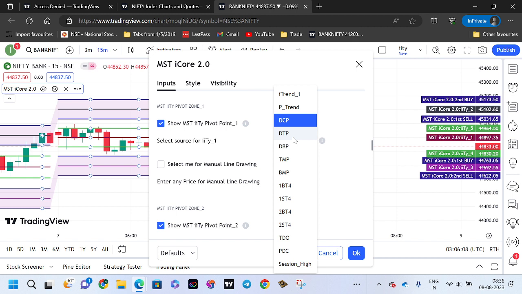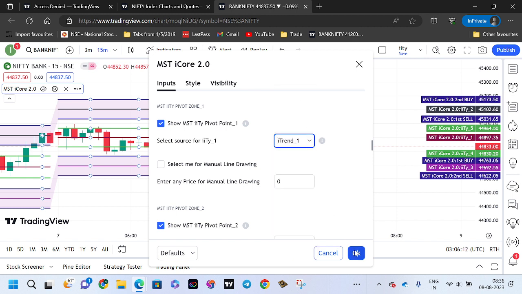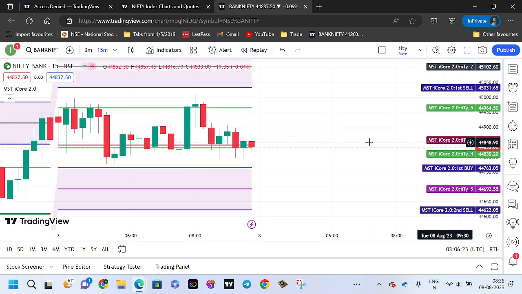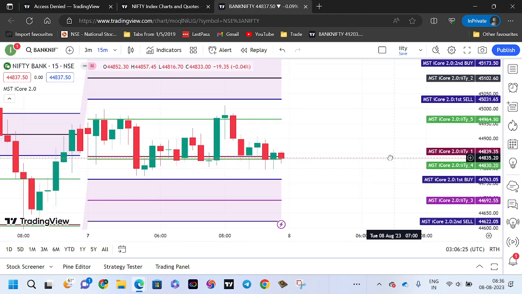Now coming to the iTrend 1. What is the iTrend 1? iTrend 1 says the intraday trend. If the market is above this iTrend 1, it is in a buy. If it is below, sell. Yesterday what happened? Exactly, it had support from the iTrend 1. Again it touched our zone, then it went up.